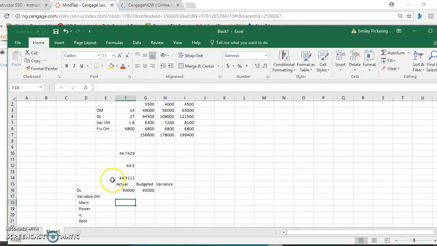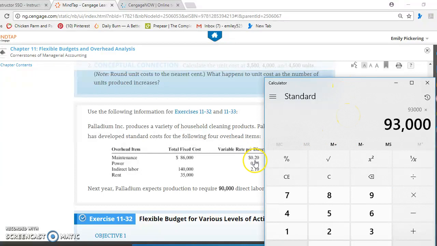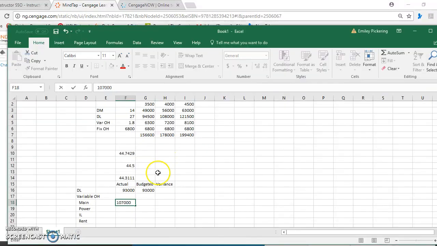Let's go ahead and talk about our maintenance. So it said our actual maintenance was 107,000. And then what we're going to do is take our variable overhead per unit and figure out what it should have been. There are two components to what it should have been. One is our total fixed cost, and then one is our variable. So I'm going to take our 93,000 hours and multiply it by our 0.20 for direct labor hours. So that's our variable portion, and then we have a fixed portion of 86,000. So it should have been 104,600. So we have an unfavorable variance of 2,400 here.